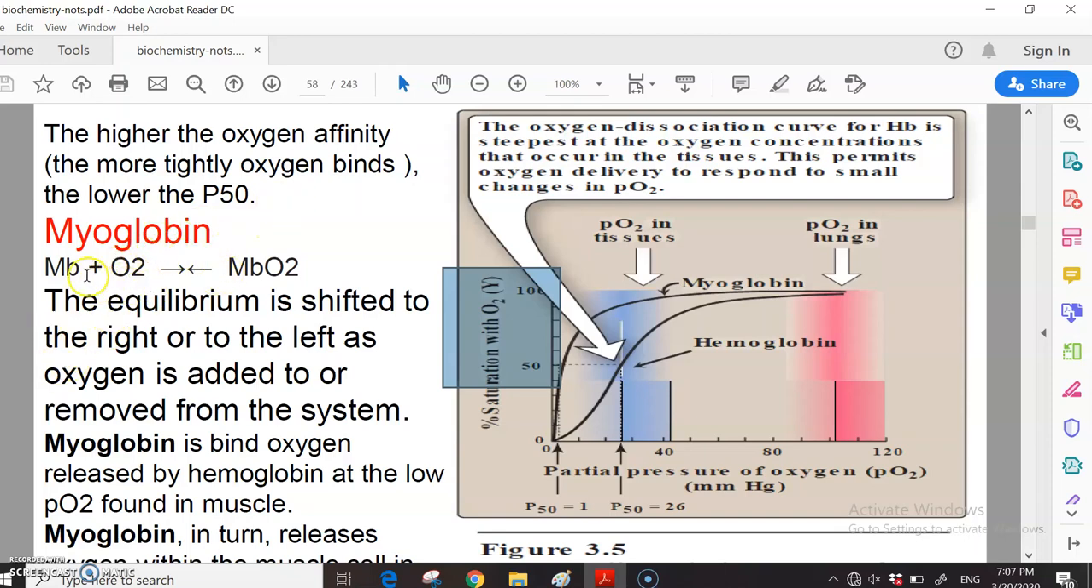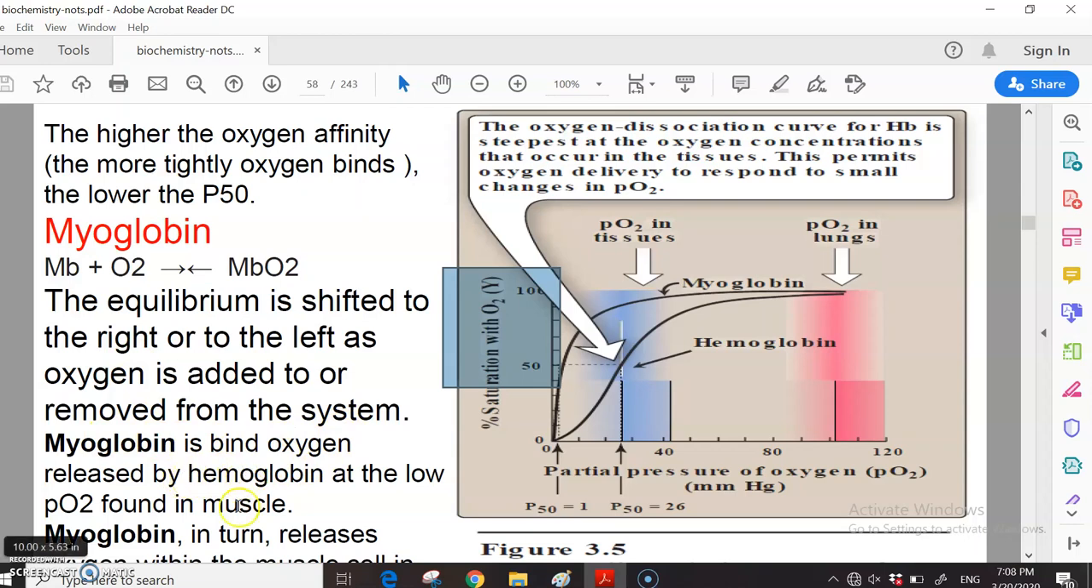Myoglobin in general plus oxygen will produce myoglobin oxygen molecule. The equilibrium in this reaction is shifted to the right or to the left as oxygen is added to or removed from the system. If we add oxygen, the concentration increases and the reaction moves forward. But if the concentration of oxygen decreases, the reaction will be reversed toward myoglobin alone.